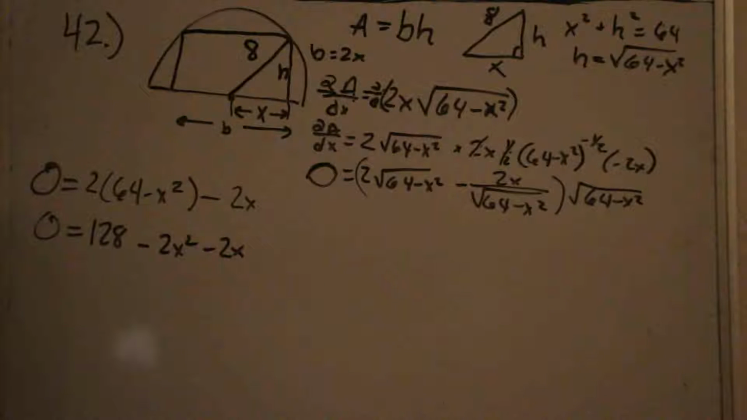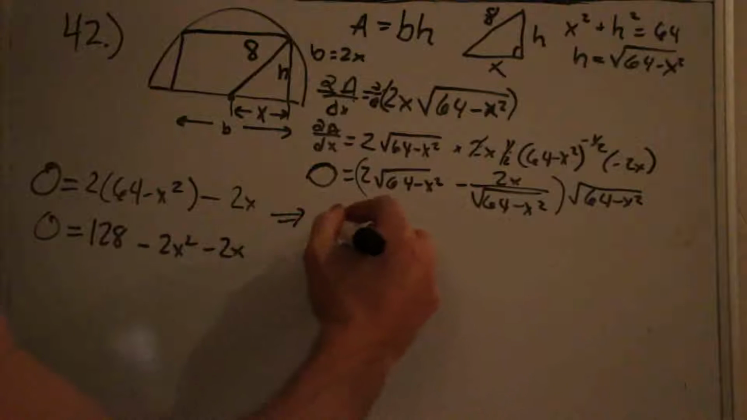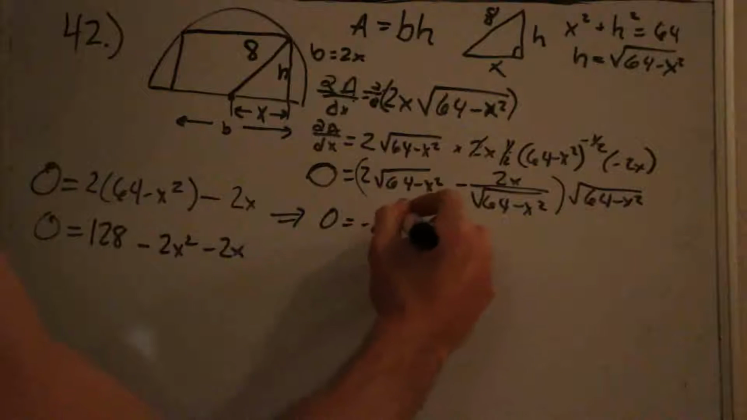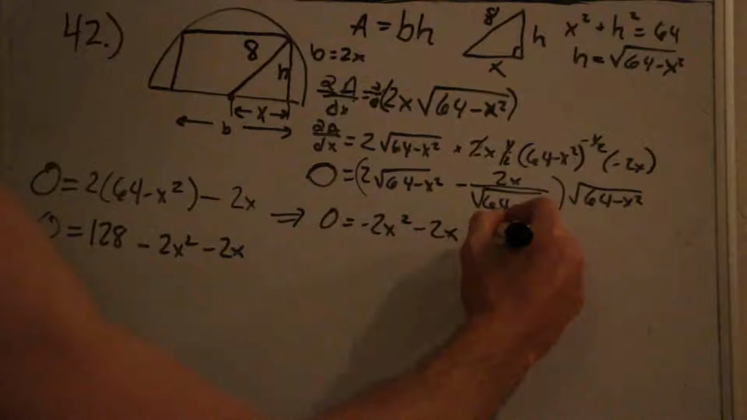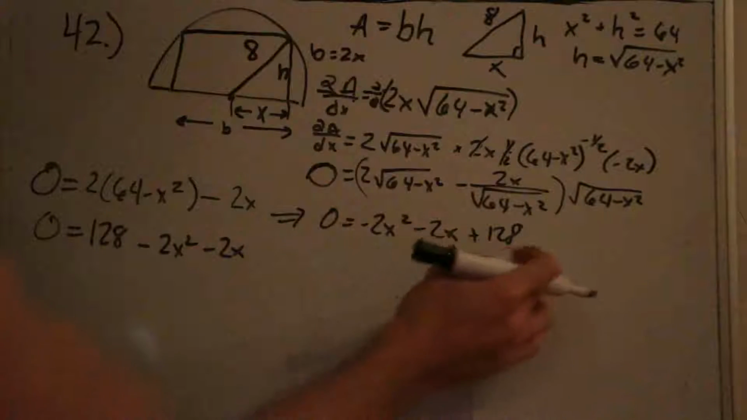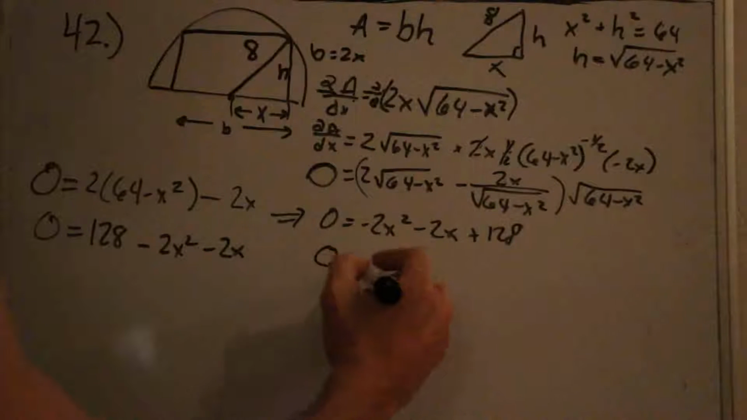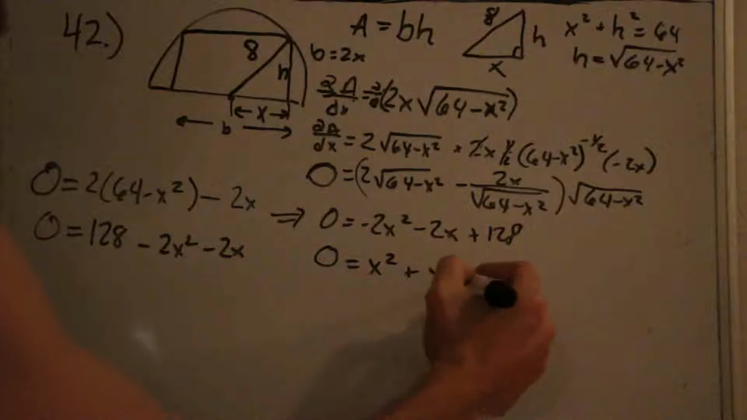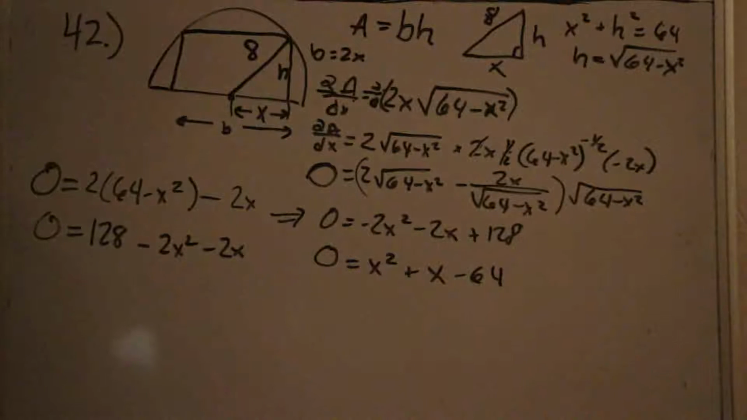Okay, I'm going to rearrange this. This becomes 0 equals negative 2x squared minus 2x plus 128. To solve for x, I'm just going to divide both sides by negative 2, and I get 0 equals x squared plus x minus 64. Okay, now at this point I want to try and figure out what I can do to solve for this.